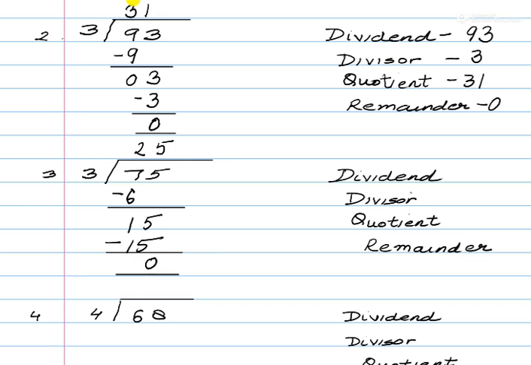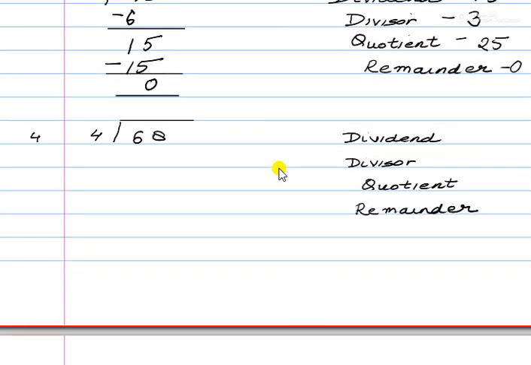So we identify the following. Dividend is 75. Divisor is 3 in this. Quotient is 25. And remainder is again 0 in this sum. Let's do one more sum to understand a little bit better. Okay, 68 divided by 4.